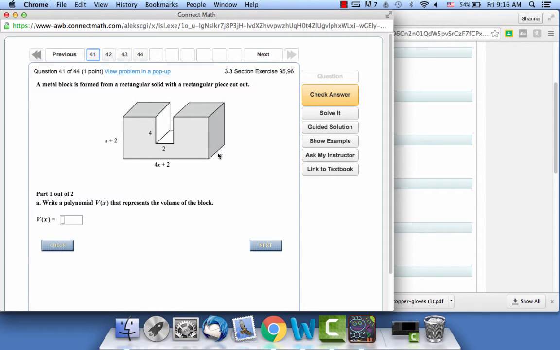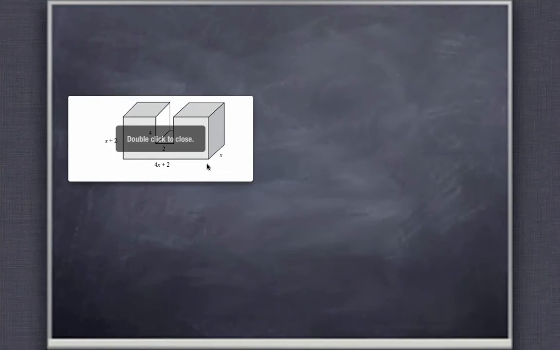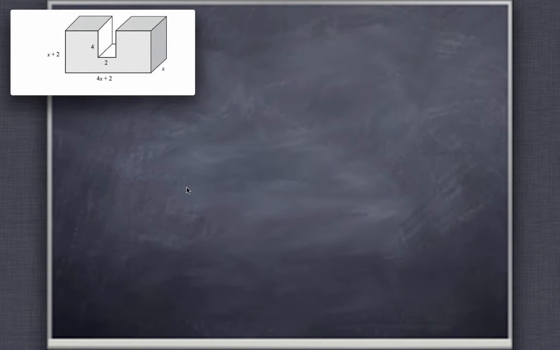Okay, a metal block is formed from a rectangular solid with a rectangular piece cut out. We want to write a polynomial that represents the volume of the block. The first thing to consider, you could kind of split it in weird pieces, but we don't know what this little distance is. Well, I guess we do, so the rest of it's 4x. So you could split it in pieces. You could do this little piece and this piece and this piece kind of separately.